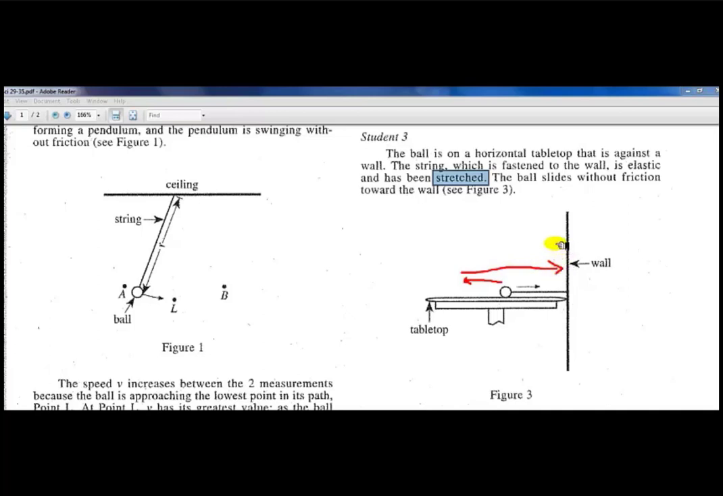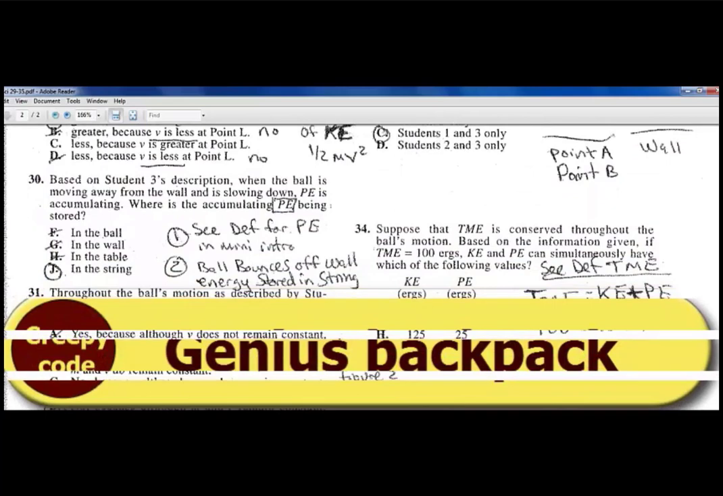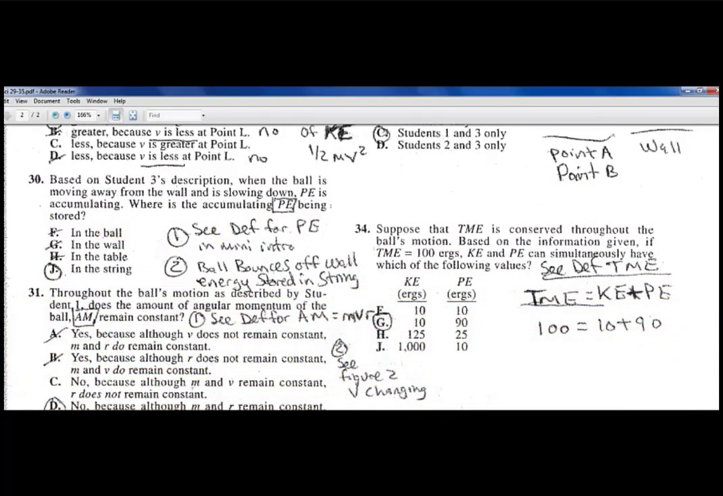Here's what they're saying. Once the ball hits the wall and starts going this direction again, this string might be loose. For example, if this ball is here, this string is kind of loose, still attached to the wall. Where, in this scenario, is the potential energy, PE, being stored? Let's go ahead and take a look at some of the answer choices. And you see that it says F, is it the ball, the string, the ball or the table, where the potential energy is. Remember, here is the diagram.